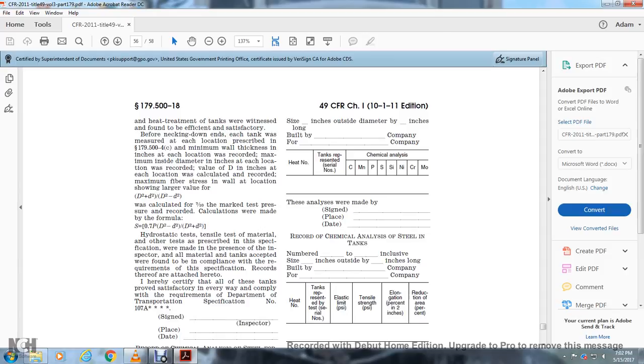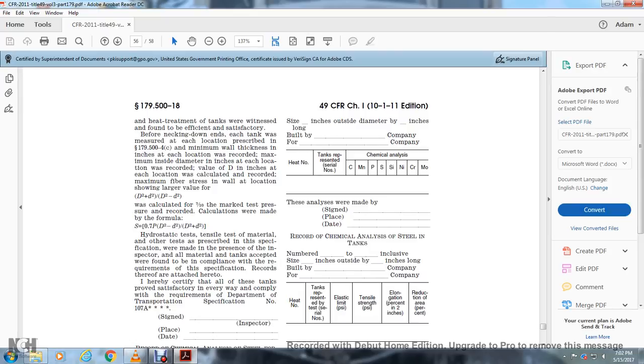Heat treatment of the tanks was witnessed and found satisfactory. After breaking the neck down, each of the tanks was measured at each of the locations prescribed in 179.504C, with the minimum wall thickness, inch, of the location recorded, and the maximum inside diameter, inch, of each location recorded. The calculated maximum fiber stress at the wall, with the location shown, in the larger value D2 plus D2 and D2 minus D2, was calculated at 7/10 of the marked test pressure, recorded with the calculations. The calculations were made with the formula S equals 0.7 plus 7P times D2 times D2 plus D2.